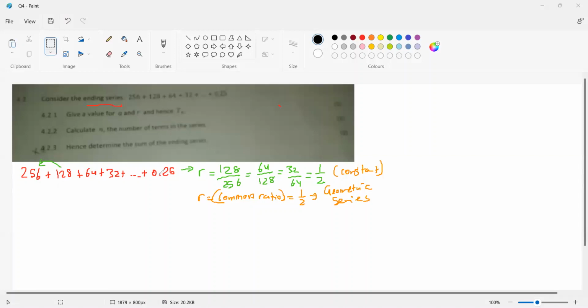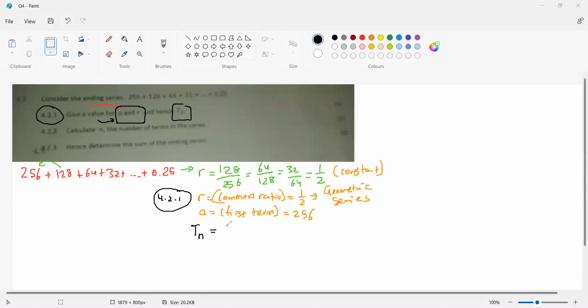So a geometric series has two parameters. One is the common ratio, and the other is the first term. In this instance, the first term is 256. So now we understand the a and r. We have actually already done the 4.2.1 part, which is asking to give the value of a and r, and hence Tn.